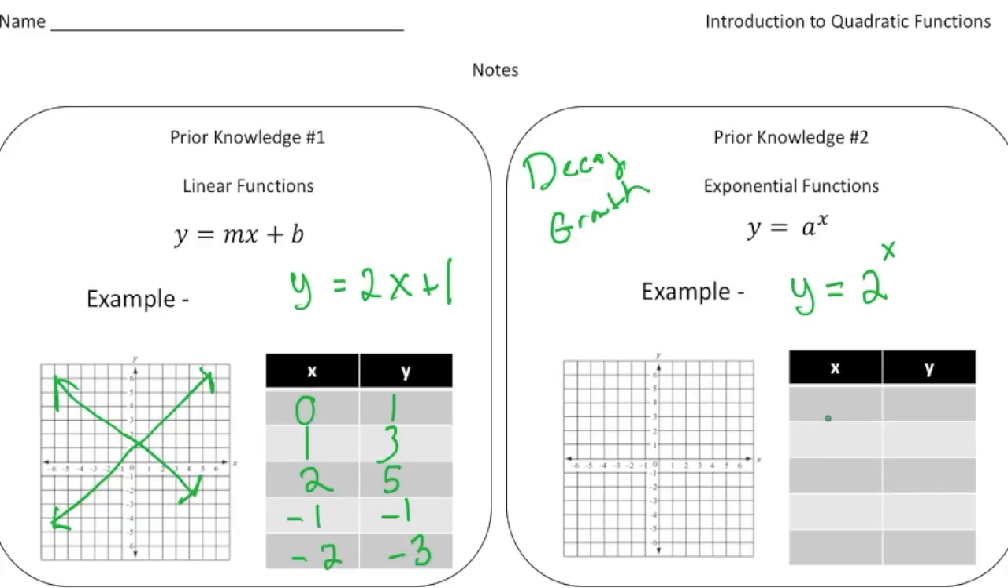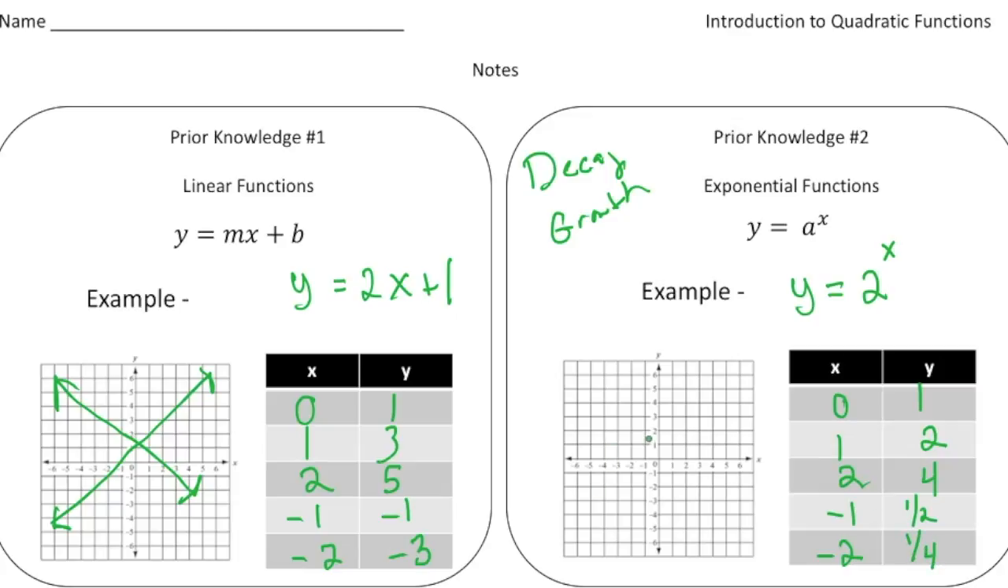Alright, so again, when x is 0, anything to the 0 power is 1. When x is 1, the y value would be 2. When x is 2, the y value would be 4. When the x value is negative 1, it would be a half. And then when the x value is negative 2, the y value would be 1/4.